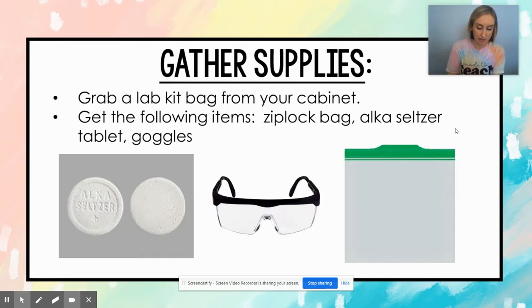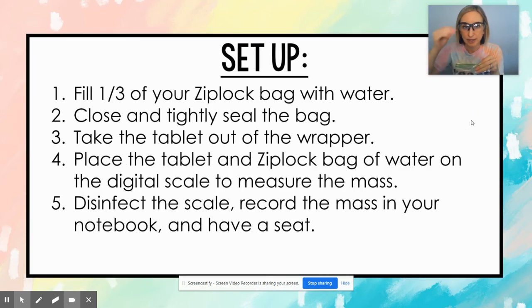So here's what you need in your lab kit bag. It's in your cupboard that you'll have to go grab. Your bag should have your safety goggles. You're going to want to get these on again. You should have a little ziplock bag that looks like this. And I think your Alka-Seltzer tablet is actually inside the bag. But you should have a little package that looks like this, and it's got one white Alka-Seltzer tablet in it, and then you need your Ziploc bag. So just three things. You're going to grab those, and then here's what you're going to do to set up your experiment.